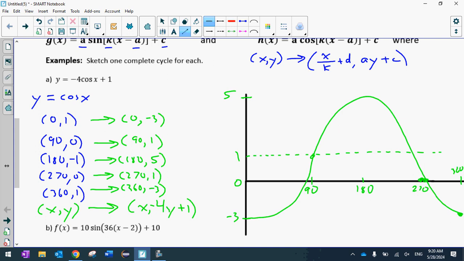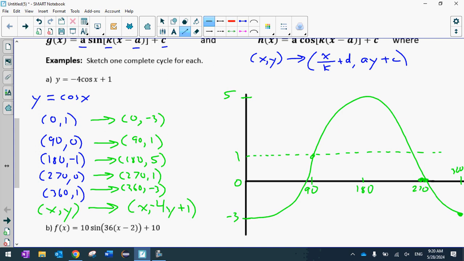Like, I could just graph these points, which is basically what I did. But once I kind of realized that this was 360 and -3, do you get that this has to be 180 because it's halfway? And this has to be 90 because it's halfway? So the graph actually comes together very nicely. Okay? There it is.